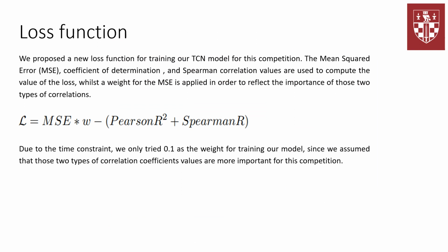Our loss function is designed for the competition. Because the output is a real number, we used mean squared error. However, the main metrics were the coefficient of determination and the Spearman correlation coefficient. Hence, we multiplied MSE with a small number, 0.1, so the main two metrics contribute more to the final loss.